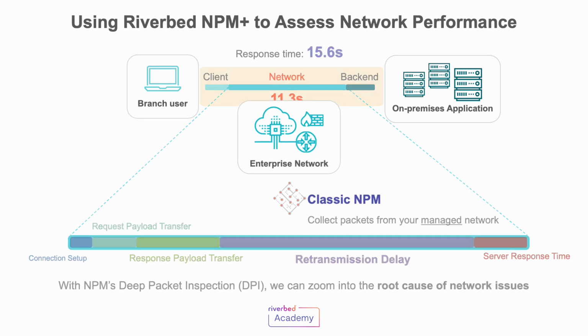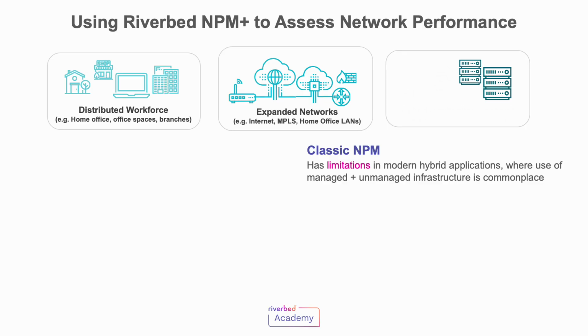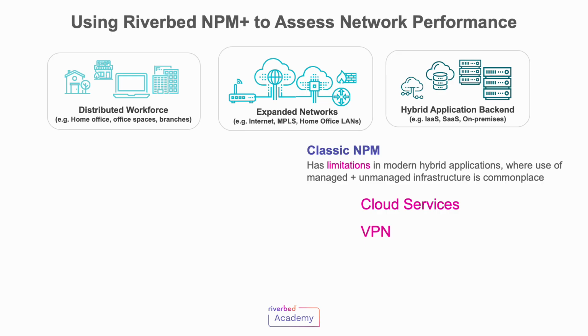However, modern hybrid applications rely on a combination of managed and unmanaged infrastructure, where classic NPM faces limitations. For example, home office users typically access cloud services through their internet provider, connect to enterprise applications via VPN, and their traffic is encrypted due to zero-trust policy enforcements. So Classic NPM has little or no visibility into their network performance.